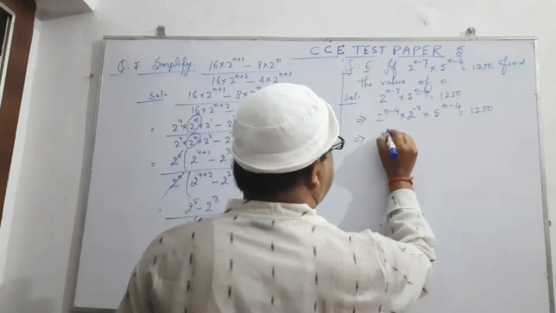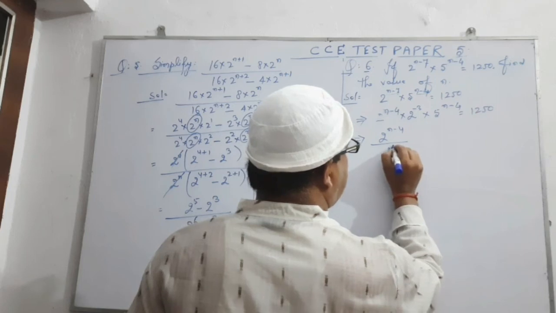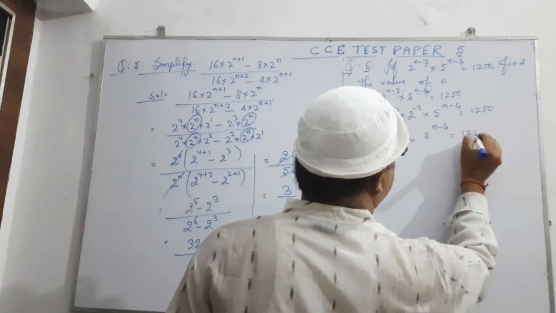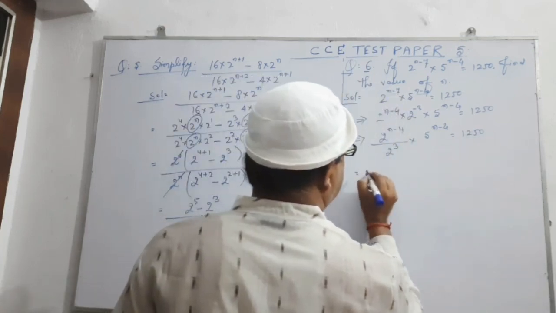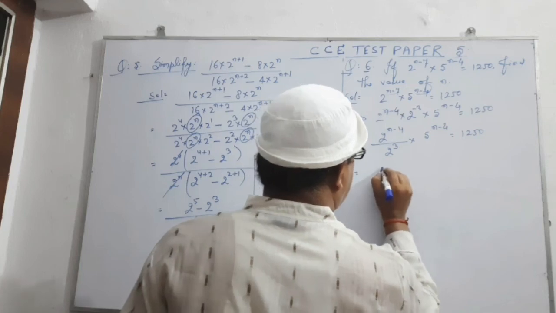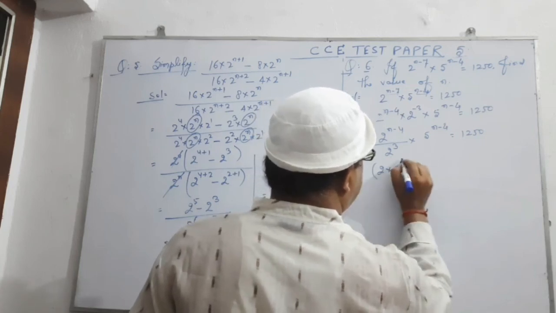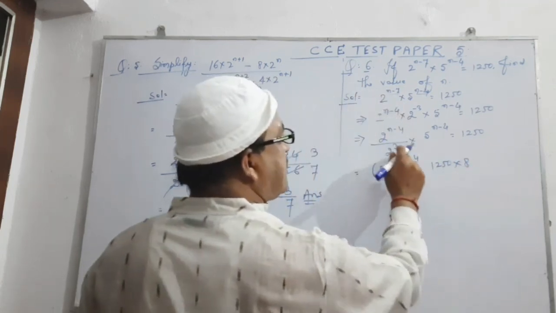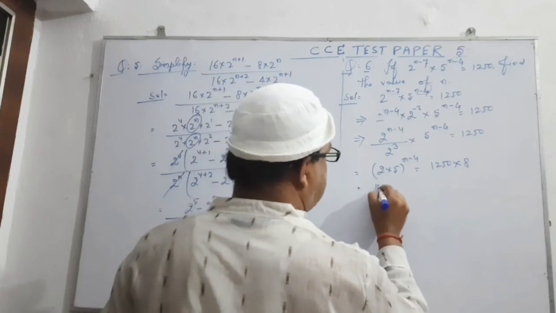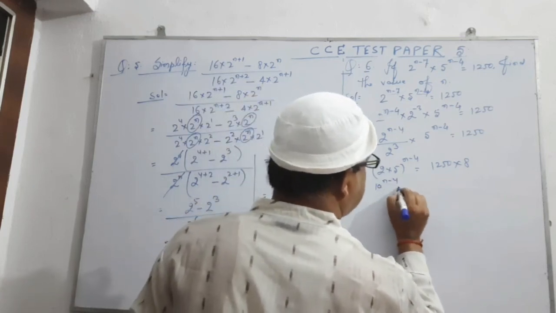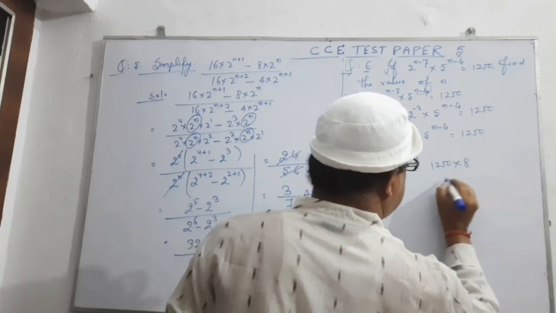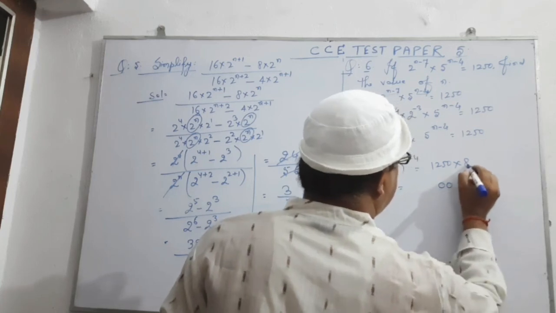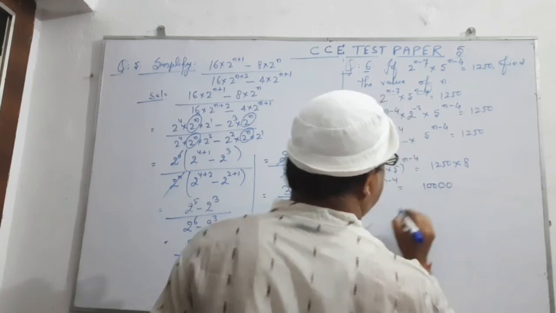Now 2 to the power n minus 4 by 2 to the power 3 into 5 to the power n minus 4 is equal to 1250. Here 2 into 5 to the power n minus 4 is equal to 1250 into 8, since 2 to the power 3 is equal to 8. 10 to the power n minus 4 is equal to 10,000. 8 times 0 is 0, 8 times 5 is 40, 8 times 2 is 16 plus 4 is 20, and so on.